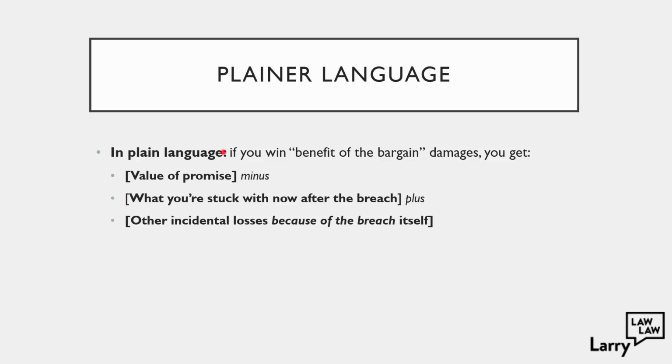In sort of plainer language, this means that if you're the promisee and you win on a breach of contract case and you get benefit of the bargain damages, that means that you get the value of the promise minus what you're stuck with now after the promisor tried to deliver on the contract but didn't, plus incidental losses that occurred because of the breach itself, but only if those incidental losses occurred because of the breach.